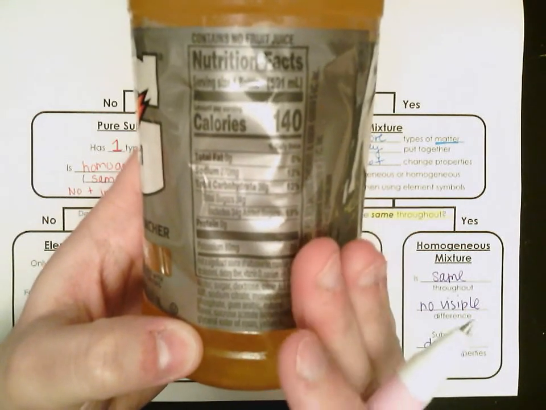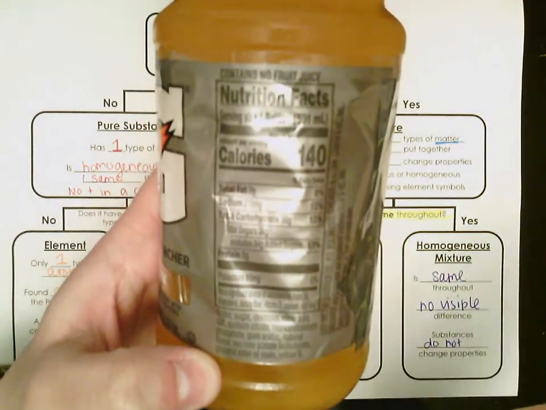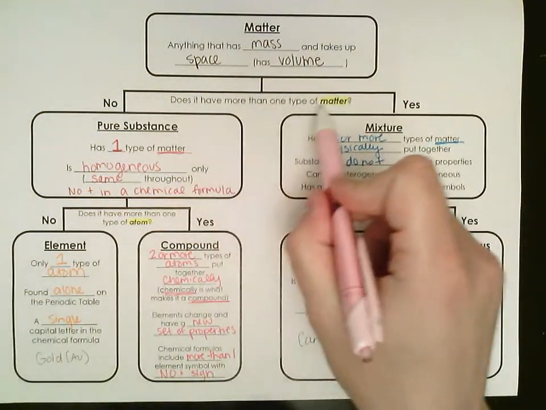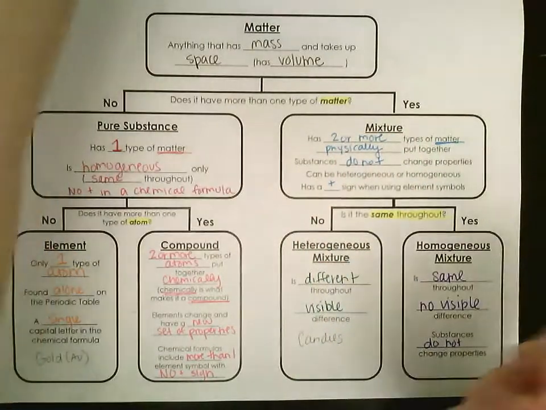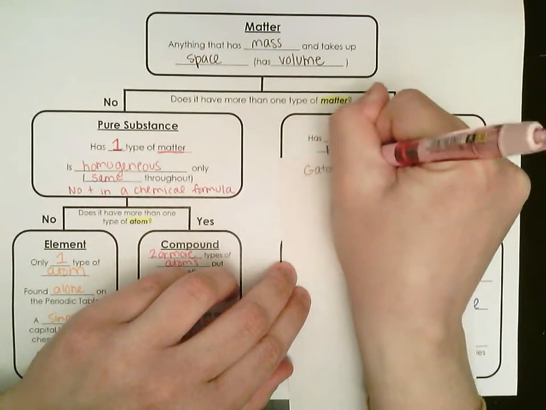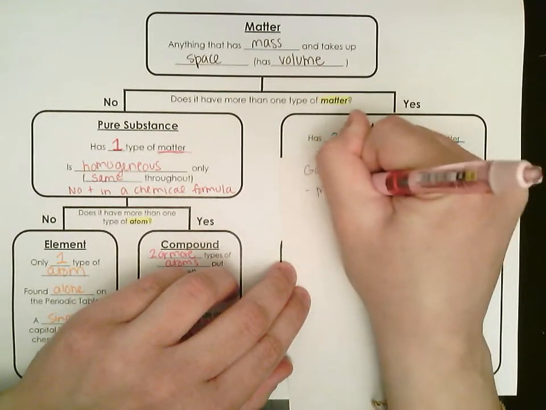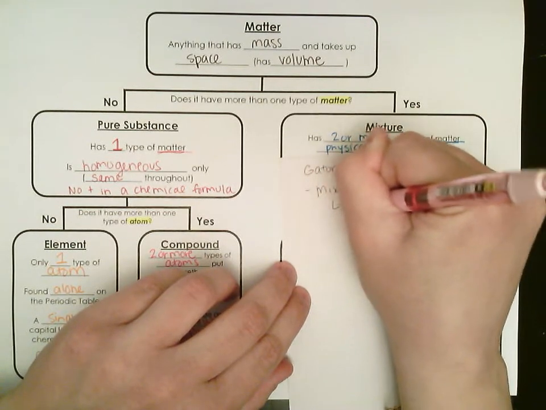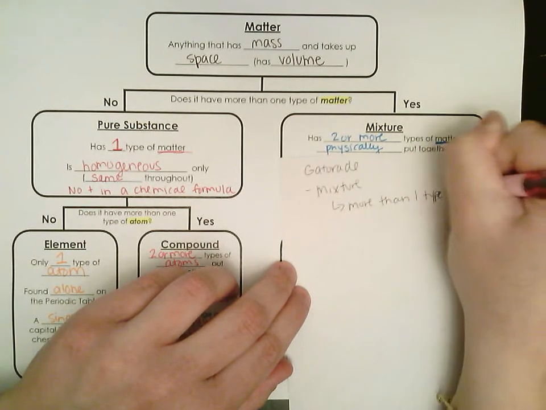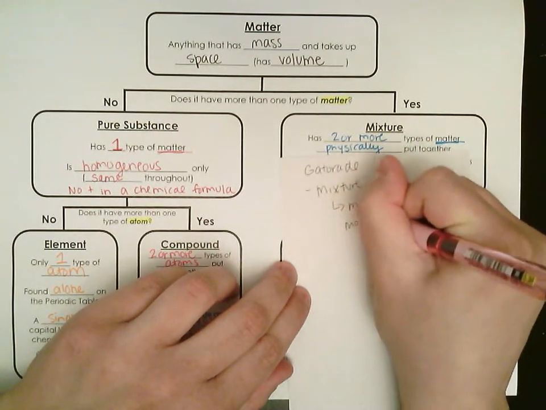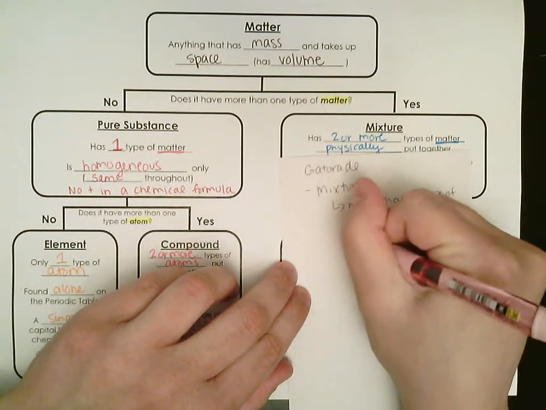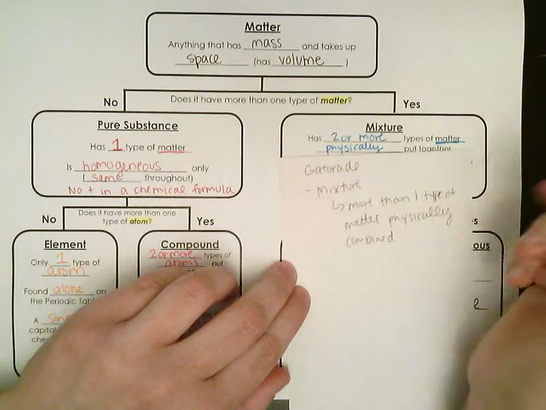So if you're looking at a product, you can always check out its ingredients list to see if we have one or more than one thing. So the question is, does it have more than one type of matter? Yes, it does. So we know that this is going to be a mixture. So mixture, more than one type of matter, physically combined. So I got my mixture.